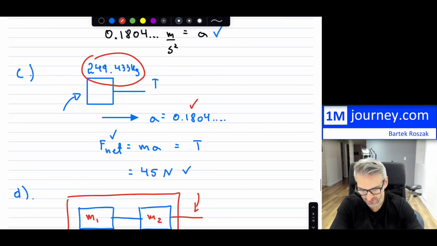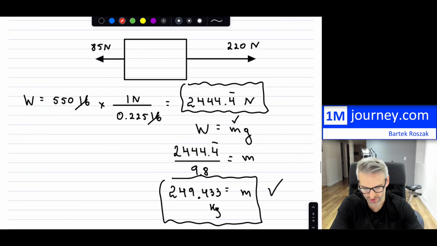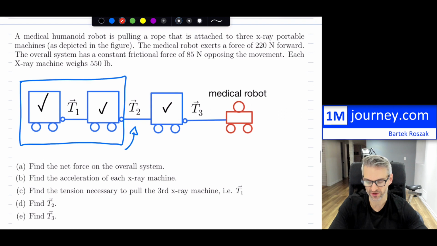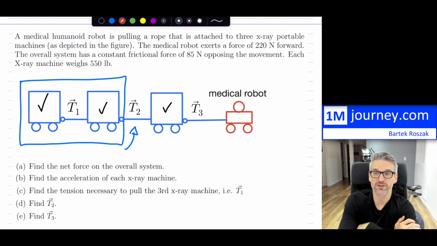Finding these tensions isn't that difficult, but it's a nice exercise, especially for some elementary or introductory physics courses, if you're running into studying tensions and forces and net forces, frictional forces. This is an excellent example to highlight your understanding.